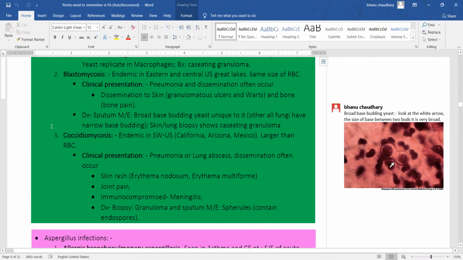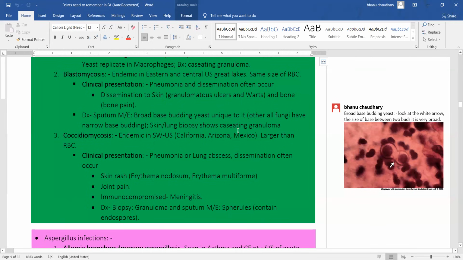Okay, then comes the coccidioidomycosis. Like I told you, they are dimorphic fungi, but they have this mold form and the spherule form, not the yeast form. And they're endemic in the Southwest United States. Very important. So whenever a patient with coccidioidomycosis is presented to you, they're most probably from a location like California, Arizona, or might be Mexico. These three locations are very important: Mexico, Arizona, and California. You will get the patient from one of these three locations.